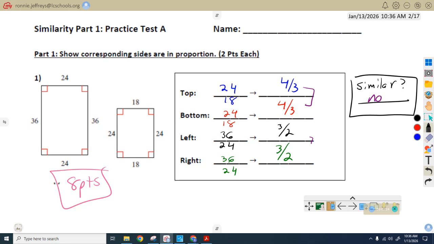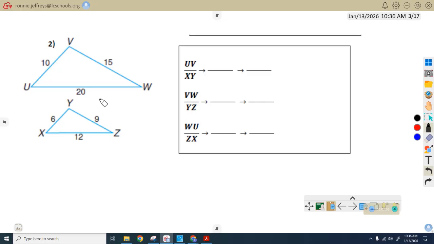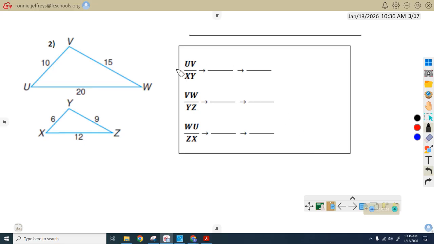For those that need to double check, maybe write down anything extra. Okay, so number two. Now, the reason that you have these letters right here is because these two shapes actually have the letters. This one did not. That's why we had top, bottom, left, right. So hopefully if I can find some more that have the letters, you'll be good to go.